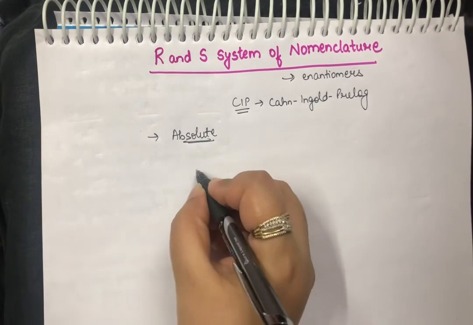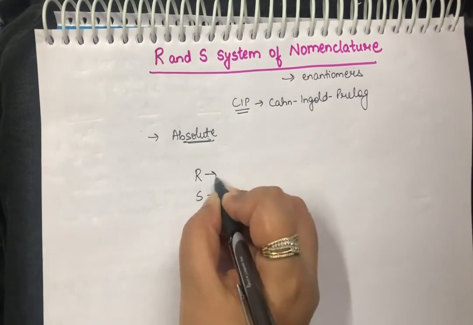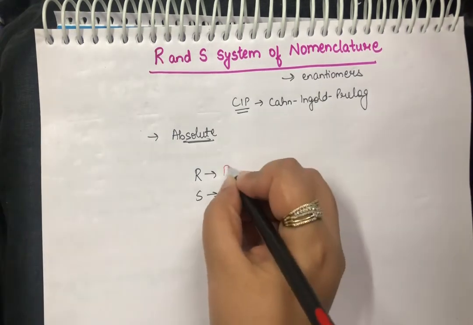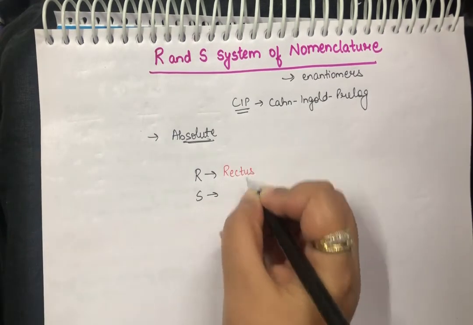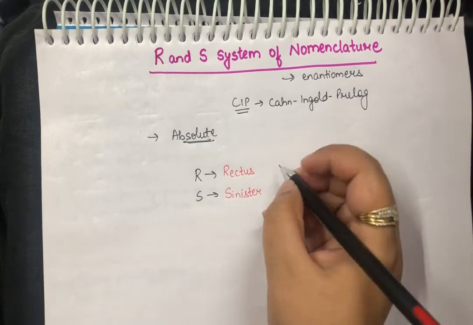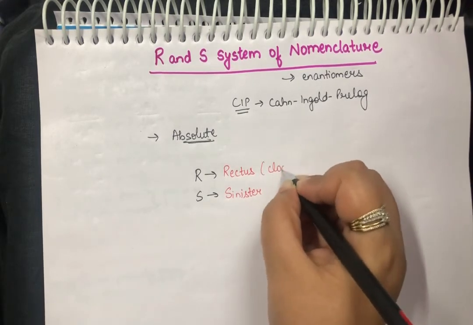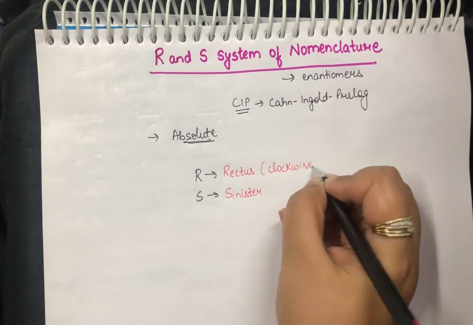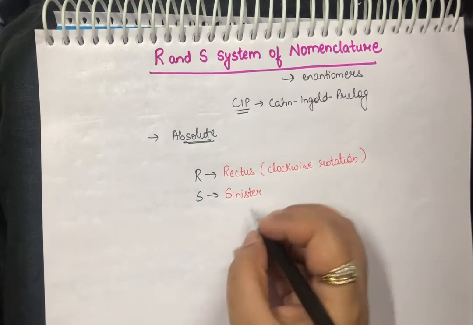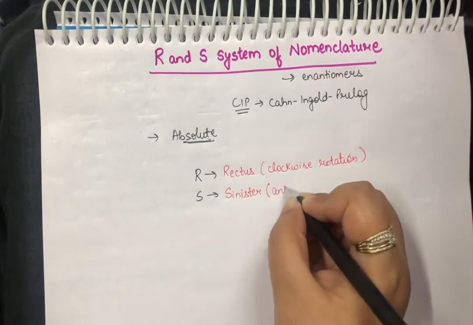Now what is this R and S? R and S is not any arbitrary alphabet. R stands for rectus and S stands for sinister. Now what is rectus? Rectus is assigned when you have a clockwise rotation of the groups. And sinister is assigned to the group which has anti-clockwise rotation.